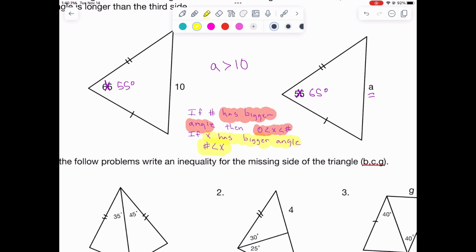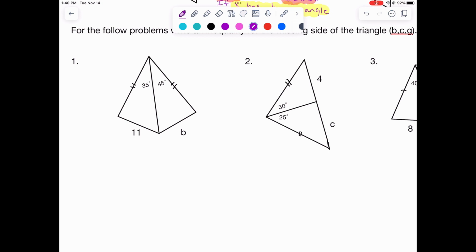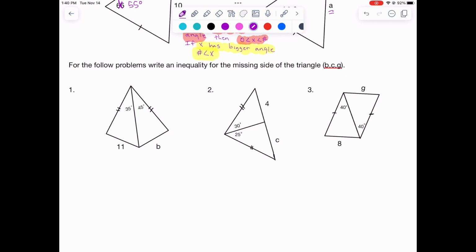Okay. Moving on. Let's do a couple examples here. All right. Here we're given two triangles. The instructions in the notes say, for the following problems, write the inequality for the missing side of the triangle, B, C, and G. So there's three triangles. We need to find the inequalities for these.